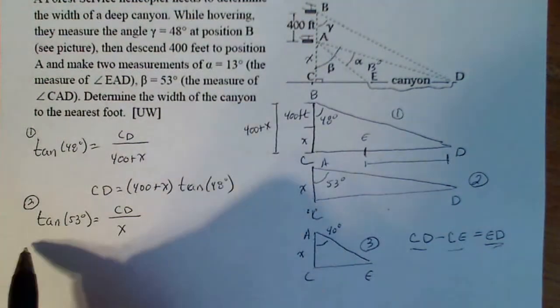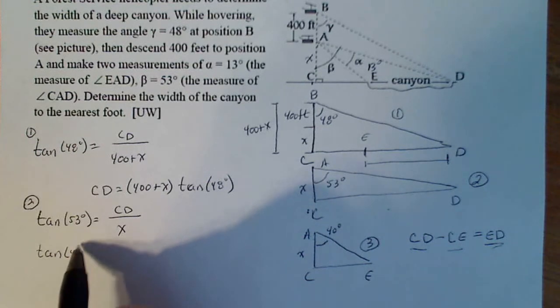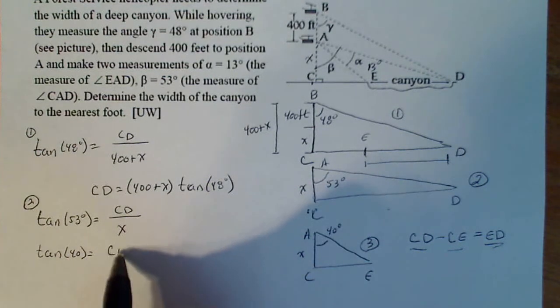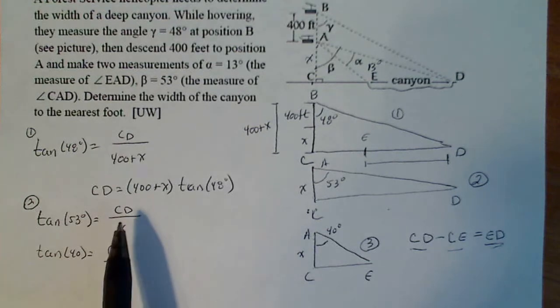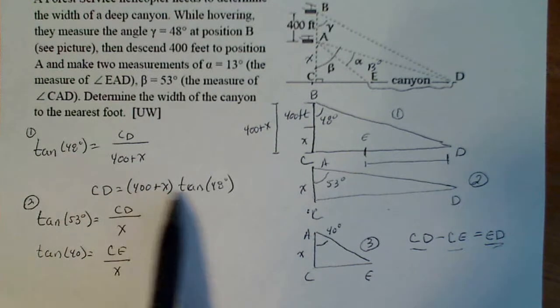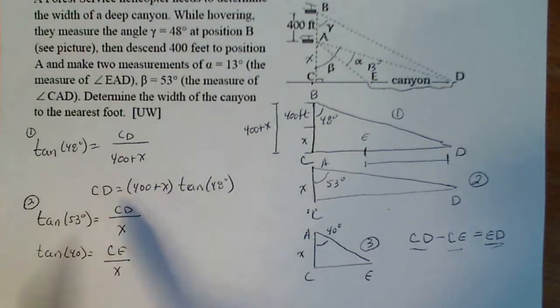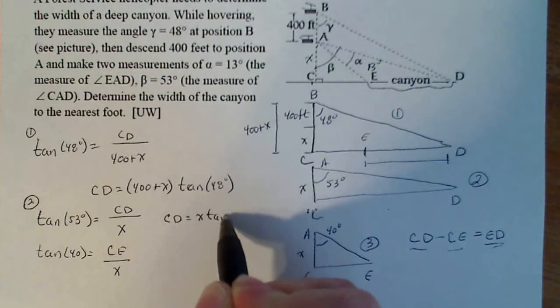I know that tangent of 40 degrees is equal to CE over x. Now, x seems like it's something I want to find. If I can find x, I should be able to find CD and CE pretty quickly. So how can I find x based on this? Well, I know that CD is equal to this here and has an x in it. And over here, CD is equal to x times tangent of 53 degrees.